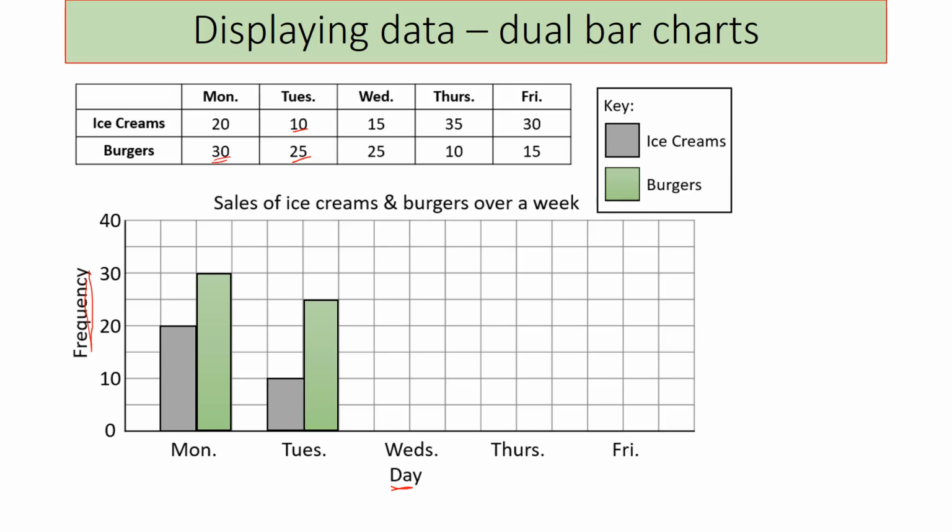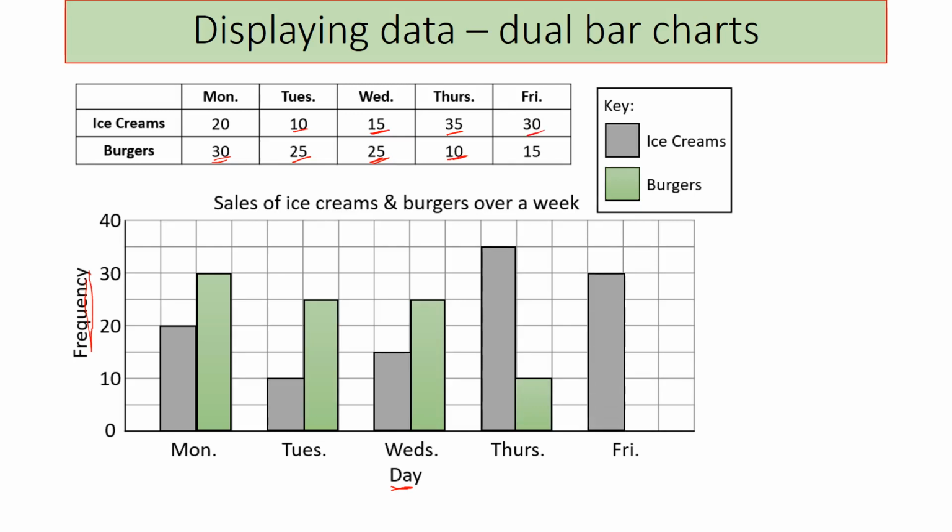So then for Wednesday ice cream, that's 15. So a gray bar going up to 15. And then for burgers, 25. So I need a green bar going up to 25. Then again, you need to have a gap and a gray bar going up to 35, and then a green bar going up to 10. And the last day, Friday, I need a gray bar going up to 30, and then a green bar going up to 15. Okay, and that's it.